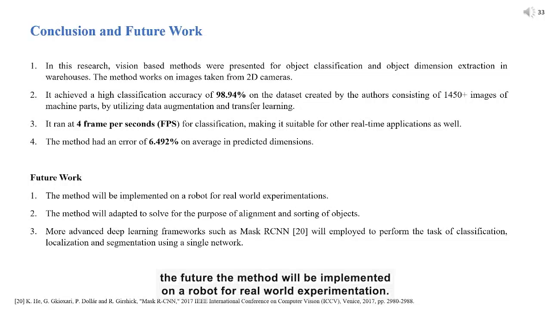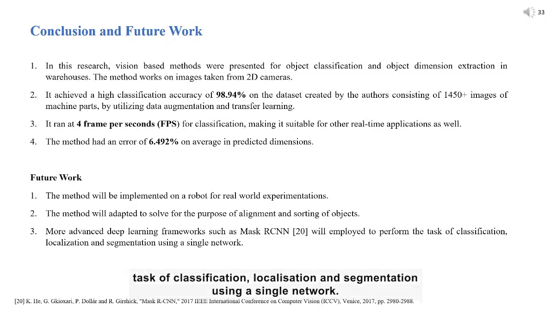In the future, the method will be implemented on a robot for real-world experimentation. The method will be adapted to perform the task of object alignment and sorting. More advanced deep learning frameworks, such as Mask RCNN, will be employed to perform the task of classification, localization, and segmentation using a single network.